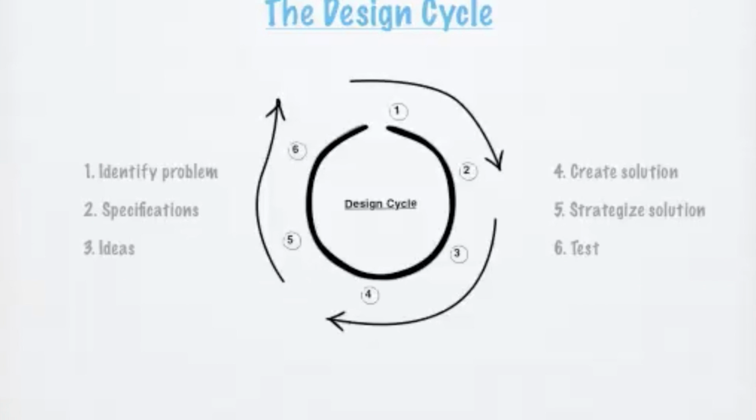The design cycle of a prototype. The first step happens before the design even begins, and it's just identifying that there's a problem with whatever it may be. Next is to come up with specifications, and basically a model. And then the third one is coming up with ideas, bouncing them off others, and that sort of thing. Then creating a solution, strategizing a solution, and testing it.